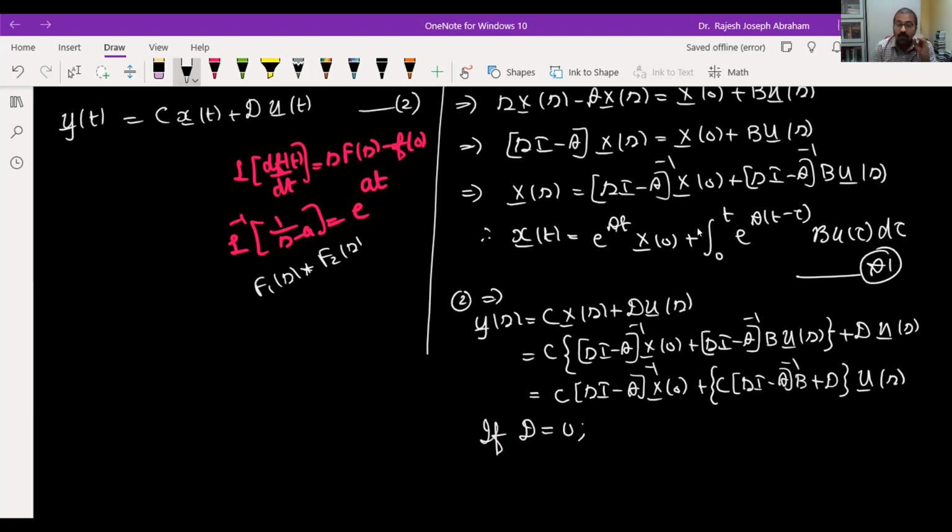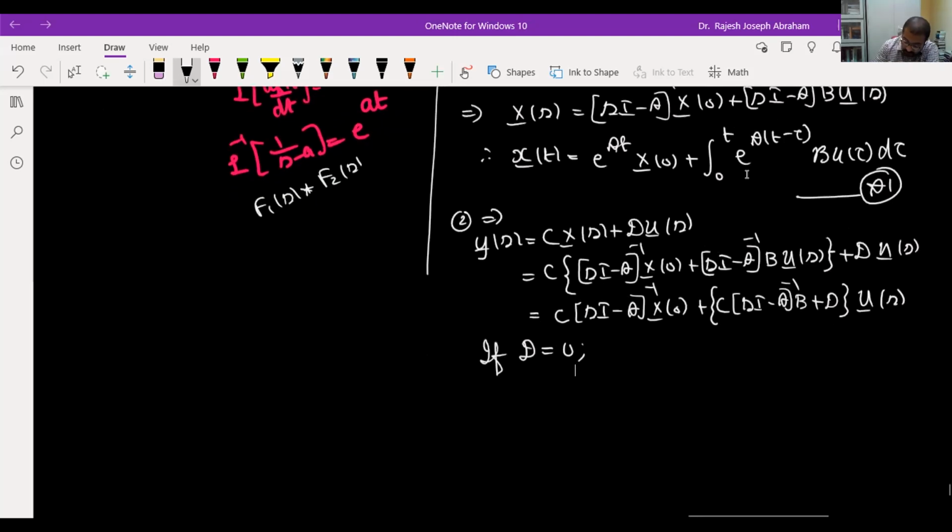So practically all systems can be represented by proper transfer functions only. That means the degree of the numerator can be less than or equal to the degree of the denominator. It cannot exceed the degree of the denominator for practical implementation purposes. So assume d equal to 0, which means our system will be a proper transfer function. That is why we assume d to be equal to 0.